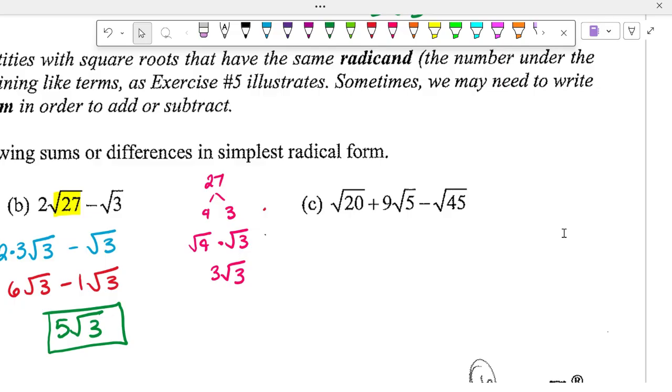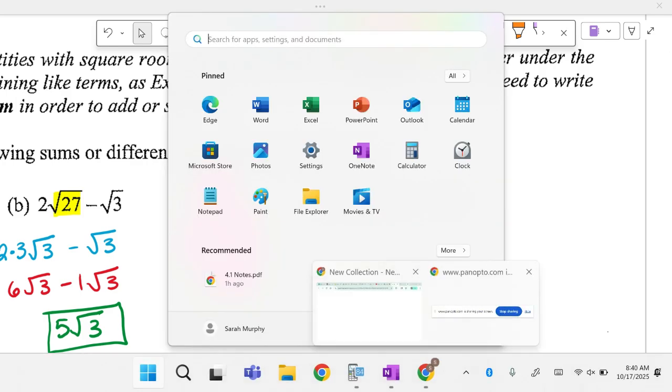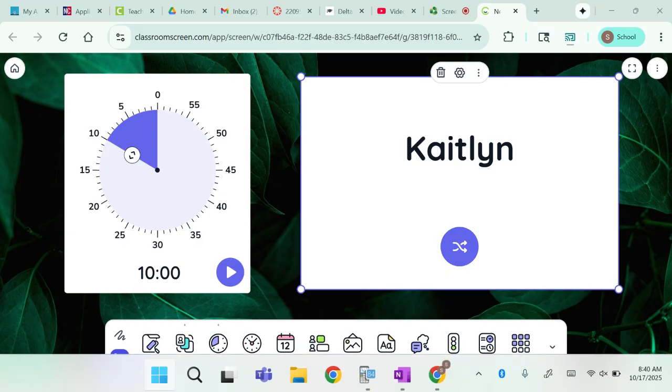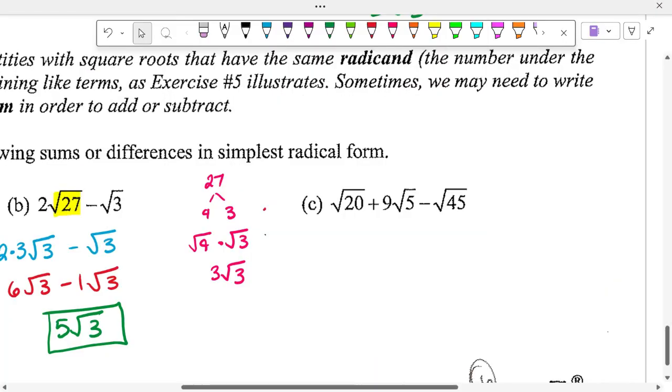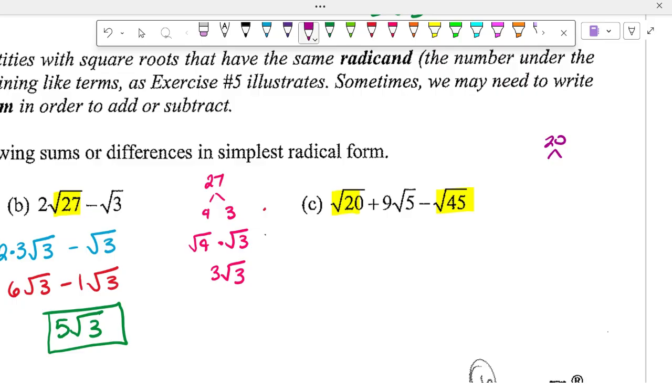All right, thumbs up if you're ready now. All right. So let's go with Caitlin. So Caitlin, what are the 2 radicals I'm going to have to simplify? Good. So Caitlin, help me simplify the square root of 20. So what are 2 factors that multiply to 20? 5 and 4. So I can rewrite this as square root of 4 times the square root of 5. So what would I get? Good. Now I'm going to bring down the 9 square root of 5.